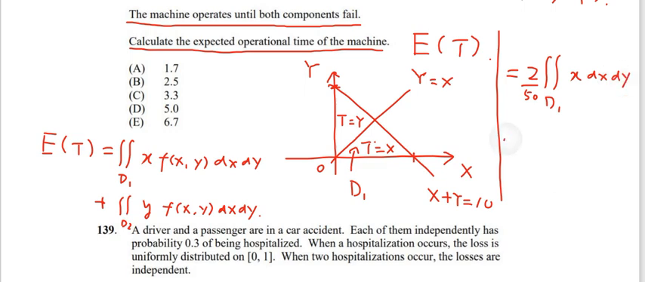So for this integration, do we determine x first or y first? If we determine x first, we need 2 parts. So it's going to be better to determine y first. So for y, from 0 to 5, dy.